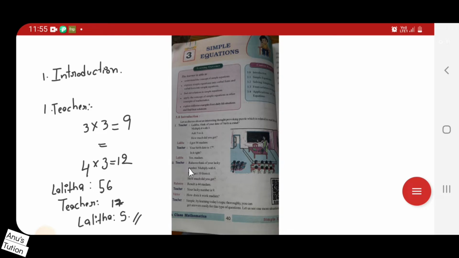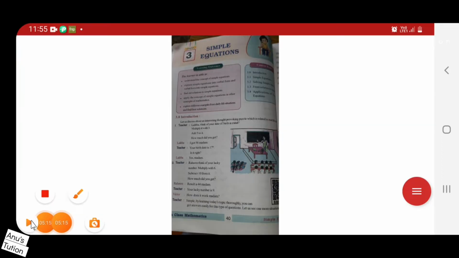Then the second one is also there. Teacher says, Rahim, think of your lucky number, multiply with 6. Subtract 10 from it. How much did you get? Here is the second example.